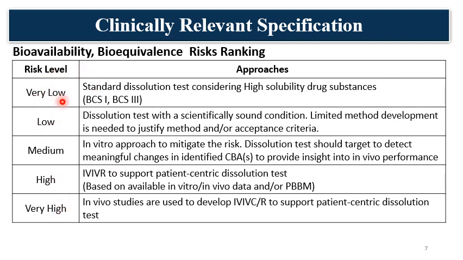So the risk will be low or very low if the drug substance is BCS class 1 or 3, and if it is rapidly or very rapidly dissolving and standard dissolution test conditions are there, considering the high solubility, then it will have a very low risk. Then low risk: dissolution test with scientifically sound conditions. Limited method development is needed to justify the method and or acceptance criteria. Here also the high solubility or high permeability can be taken into consideration. Then coming to the medium risk, in vitro approach to mitigate the risk.